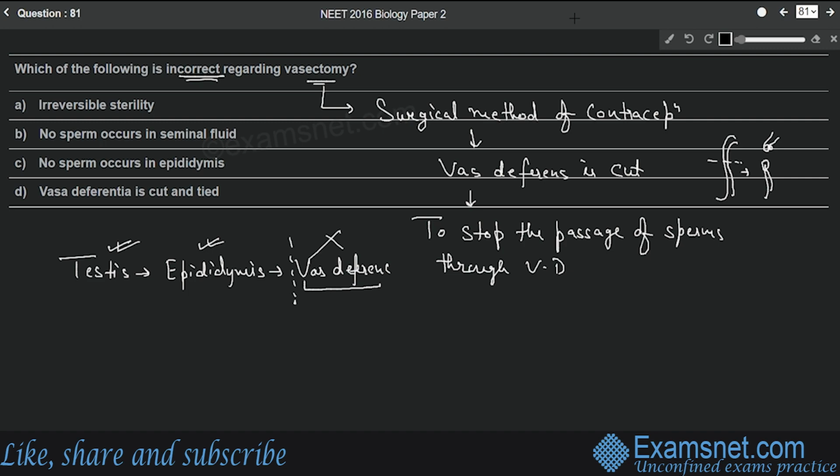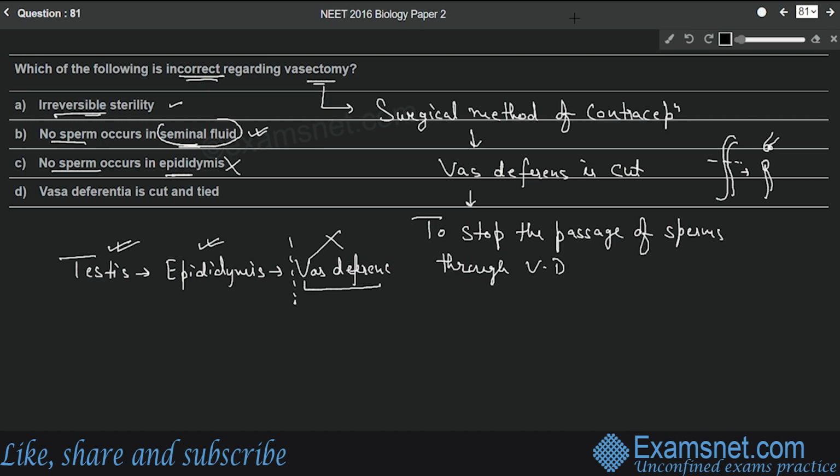The first option is irreversible sterility. Yes, this procedure is intended to be permanent, so this is correct. Then the second statement says no sperms occur in seminal fluid. This is also correct. After this procedure, seminal fluid will still be formed and it can be ejaculated as well, but it will not contain sperm because the sperm has been stopped in the vas deferens only.